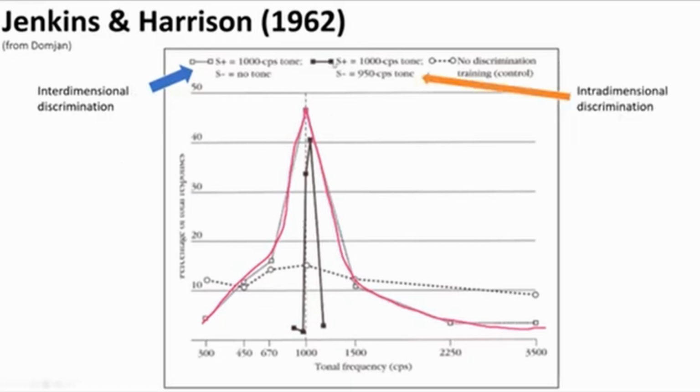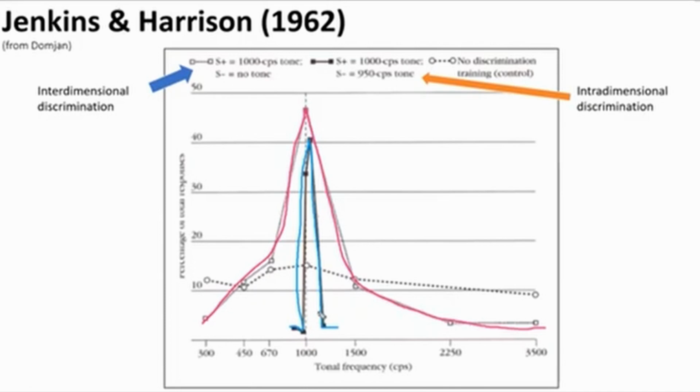If we look at the closed square group, where they're being reinforced for responding to a specific frequency and they're not being reinforced for responding to another frequency, this is an intra-dimensional discrimination. So they're making a discrimination within one particular dimension. So it's not a tone versus no tone. This is one frequency of a tone versus another specific frequency of the tone. And that's this curve here, where because of their S- training, any frequency that is close to that 1000 hertz is going to have much less responding. So our discrimination gradient is a lot narrower here.